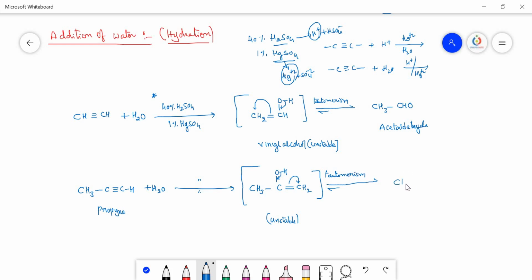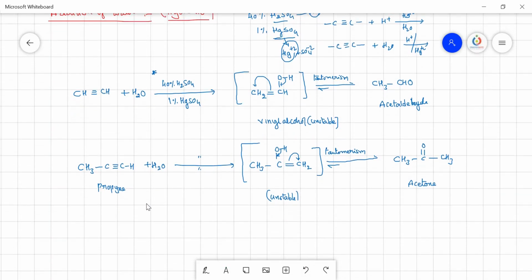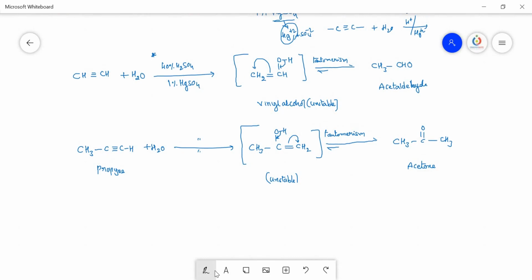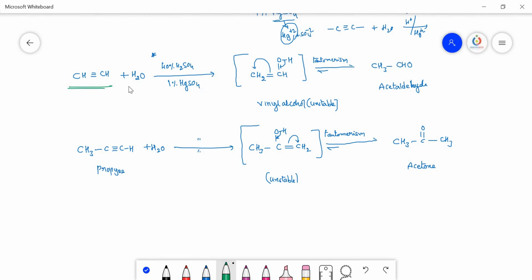So tautomerism, so that we get CH3 C double bond O CH3. This is acetone. The purpose of discussing this particular reaction is that many times the question has been asked about this one: only acetylene is the molecule that on hydration gives aldehyde. So aldehyde will be given only by this one, ethine, acetylene.